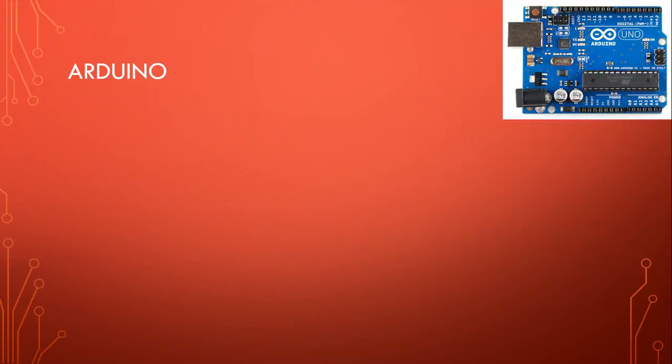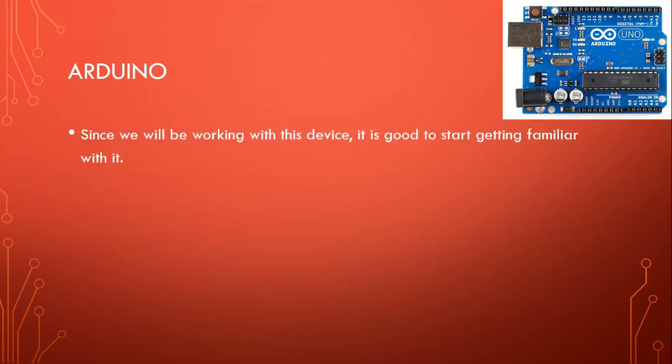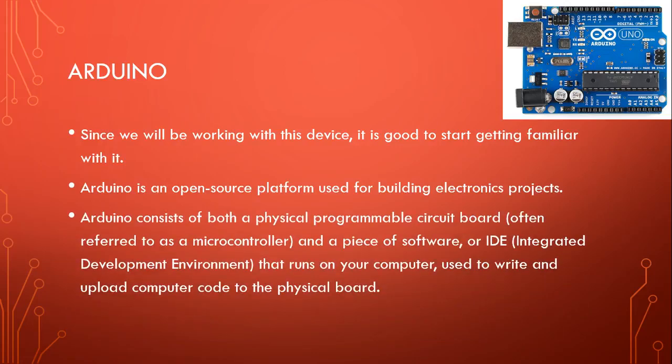Now, last thing I want to talk about today is, of course, the Arduino. Since we're going to be working with this device, it's good to start getting familiar with it. Now, the Arduino is an open source platform used for building electronics projects. Arduino consists of both a physical programmable circuit board, often referred to as a microcontroller, and a piece of software or IDE, integrated development environment, that runs on your computer used to write and upload computer code to the physical board. All right, and that's going to conclude our notes for now, folks.